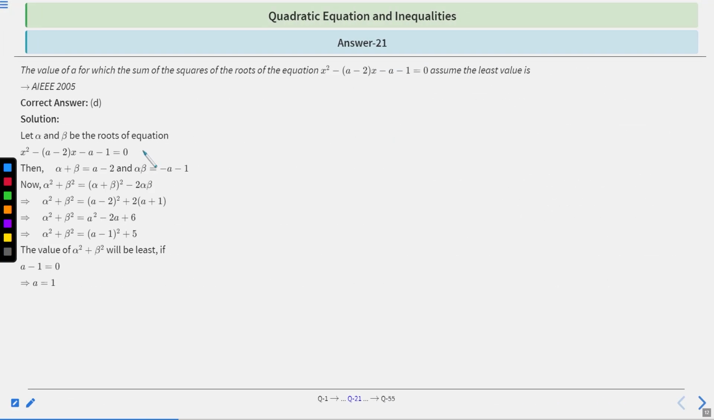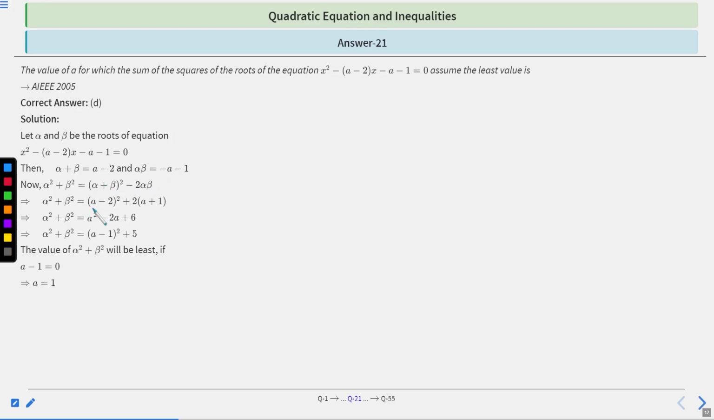Let alpha and beta be the roots of the equation x square minus (a minus 2)x minus (a minus 1) equal to 0. So alpha plus beta is minus b by a, which is a minus 2, and alpha into beta is c by a, so minus (a minus 1). Now alpha square plus beta square is (alpha plus beta) whole square minus 2 alpha beta.